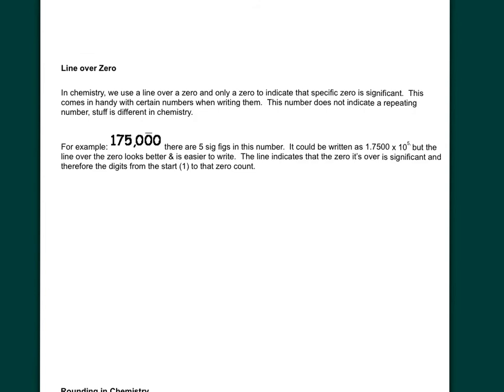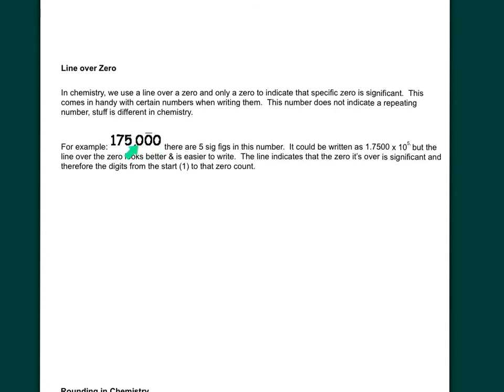Before we practice some sig figs, we're actually going to talk about line over the zero. In chemistry, and I think it's only in chemistry, we get this weird thing, a line over a zero, and it does not mean a repeating number like it does in your math class. What it means is that that zero counts, it's significant. So if that zero counts, that zero next to it is now captive and it counts, and then those 3 digits count because they're not 0 digits. So you have 1, 2, 3, 4, 5 significant figures. That last 0 doesn't count.